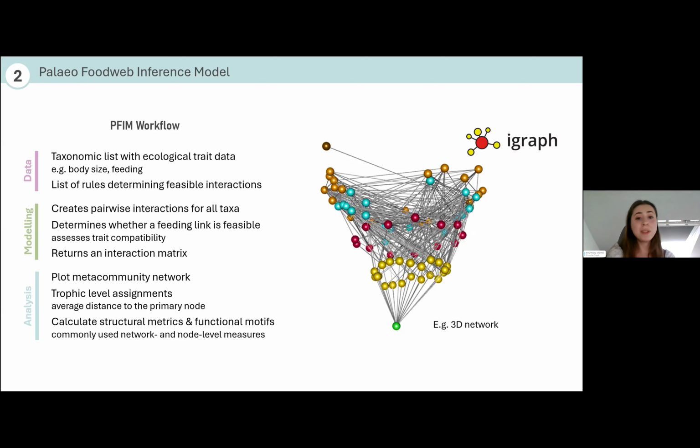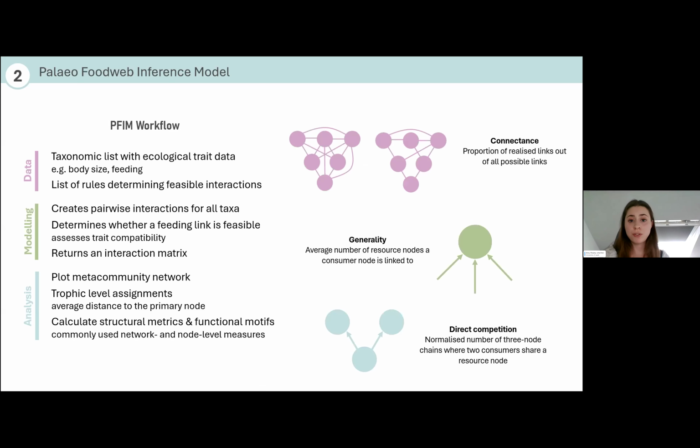And then from this point, we can now calculate some structural metrics and functional motifs, and these are all built into the model. And they're really commonly used network and node level measures, and they're really good at telling you a little bit about the network structure and what is actually happening. So there are a whole bunch of different metrics and motifs, but I'm just going to use 3 examples today. So I'm going to focus on firstly connectance. So connectance is the proportion of realized links out of all possible links which are present. So in the 2 examples here, the purple web on the left would have a higher connectance than the web on the right. And this really just gives you an idea of the density of links in a food web.